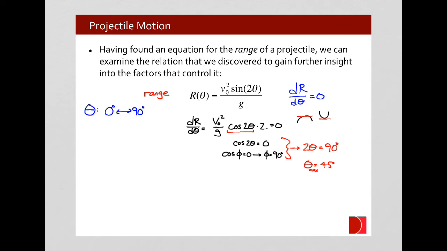One other thing that we notice here, besides this maximum value of the launch, is that the range depends on sine of 2 theta, sine of an angle. And we know that sine is positive in both the first and second quadrants. So basically sine is positive in the first quadrant and in the second quadrant. So for angles, sine of theta is positive for theta that is anywhere between 0 and 180 degrees.